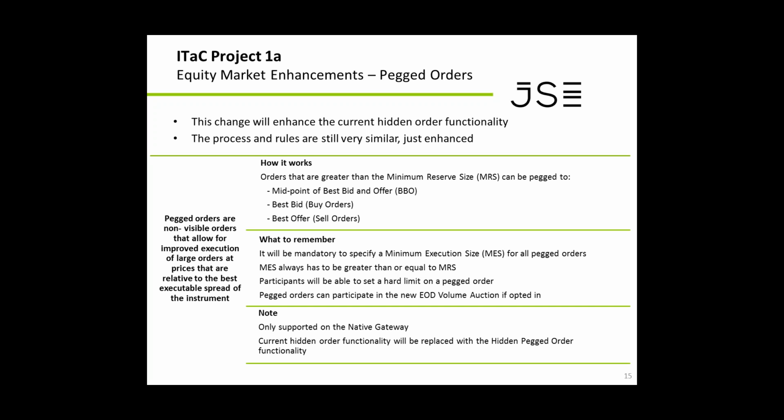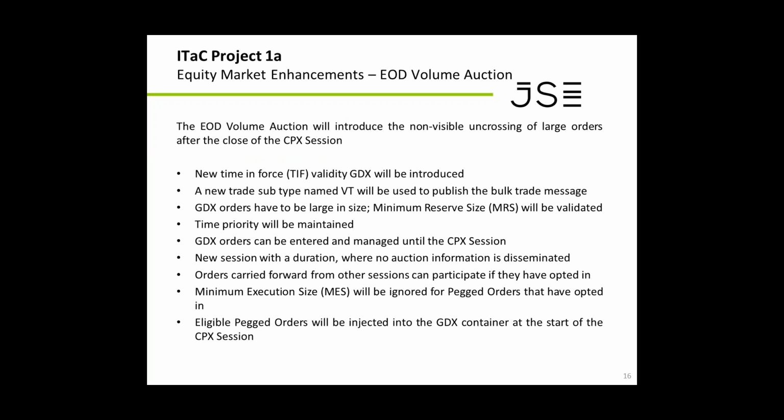Okay, if we move over to the third item on the list, which is the end of day volume auction, we'll basically be introducing a new trading session to facilitate this volume auction. What this volume auction will introduce is the non-visible uncrossing of large orders after the close of the CPX session. There will be a new time in force validity introduced, which will allow for GDX. A new trade subtype named VT will be used to publish this bulk trade message.